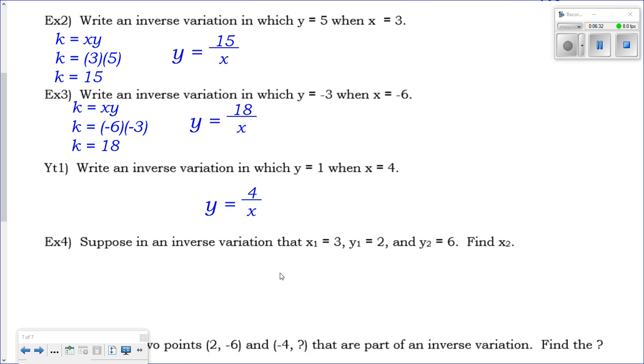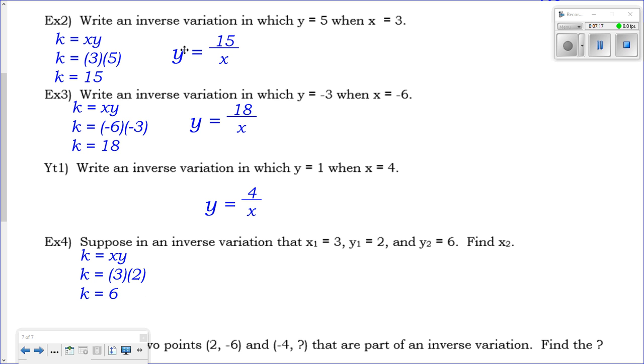All right, in example 4, now we're taking it a step further. Not only do we have to write the equation, but we need to find a missing variable. So it's the same process as examples 2 and 3. Suppose in an inverse variation that x1 equals 3, y1 equals 2, and y2 equals 6. Find x2. For the first part, we do exactly what we did in examples 2 and 3. We use our secondary equation, but what do I plug in for x and y here? I'm going to use x1 and y1 because they go together, since they both have a subscript of 1. So I'm going to plug in 3 and 2. What's my constant?